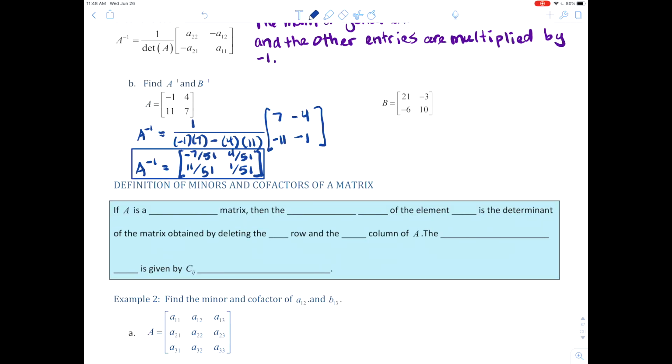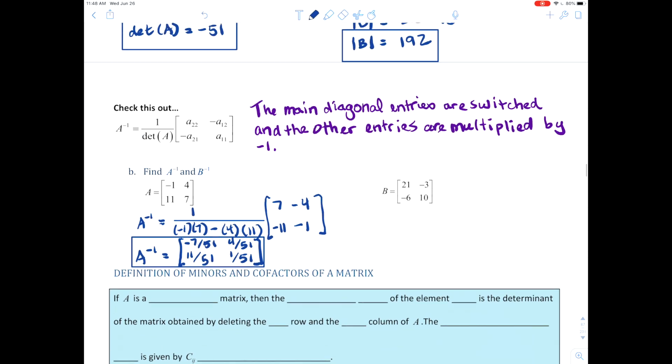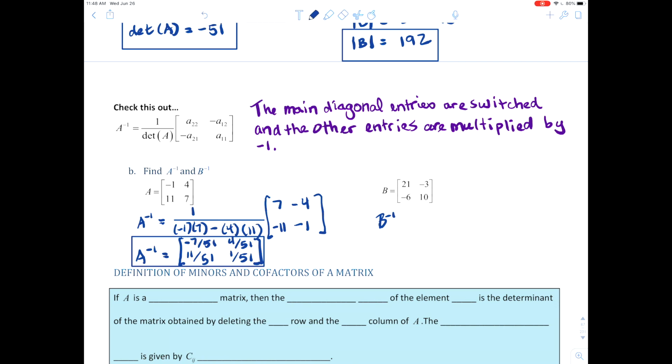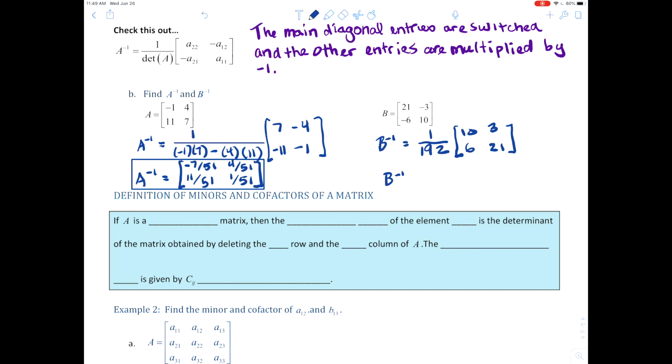Okay, so let's take a look at the matrix B. Again, this is one that we already found the determinant for up here, remember? So the matrix B, its inverse now is going to be, B inverse will be 1 over the determinant, which was what? 192, times, what do I do with these entries? Awesome, swap the main diagonal entries and then apply a -1 to the other entries. And then we will get B inverse is equal to what?